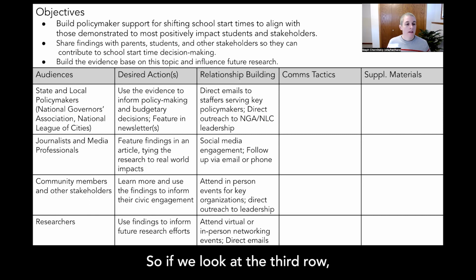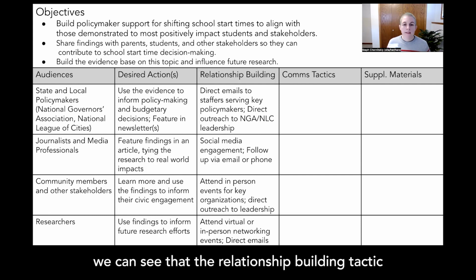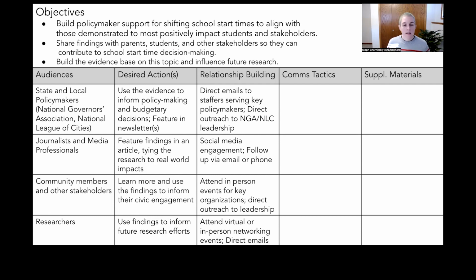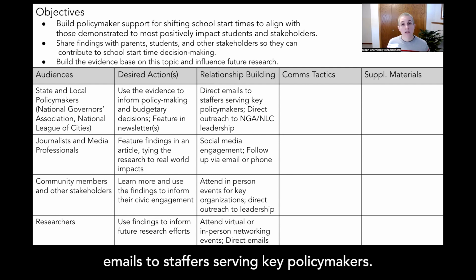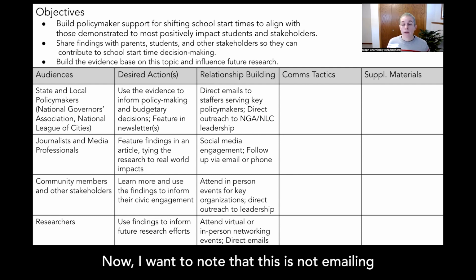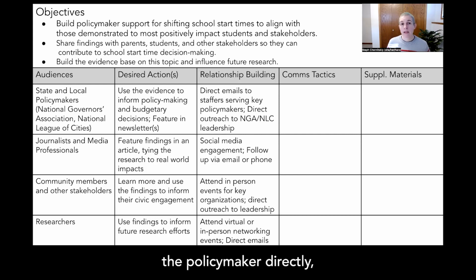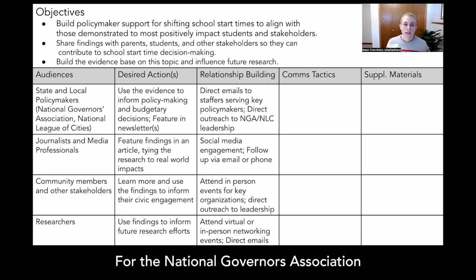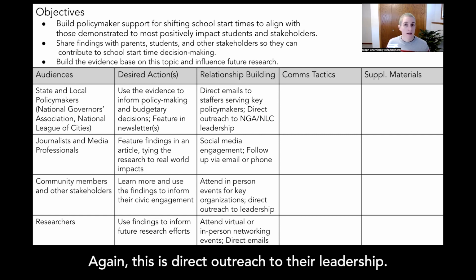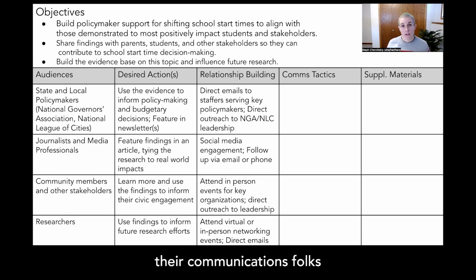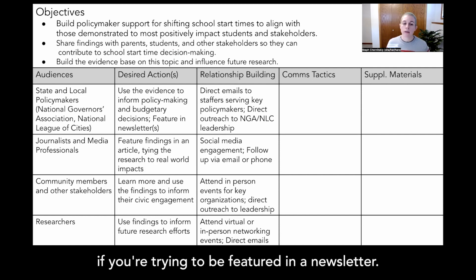So if we look at the third row, which is the first audience, state and local policymakers, we can see that the relationship building tactic is to send direct emails to staffers serving key policymakers. Now, I want to note that this is not emailing the policymaker directly, but instead emailing their staffers, because their staffers are more likely to see the email and then elevate it for the policymaker's attention. For the National Governors Association and National League of Cities, again, this is direct outreach to their leadership. You may also want to include their communications folks if you're trying to be featured in a newsletter.